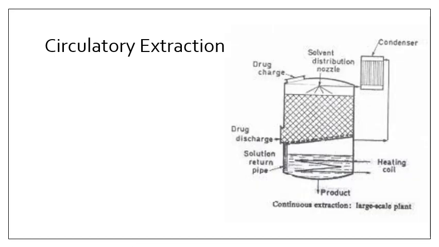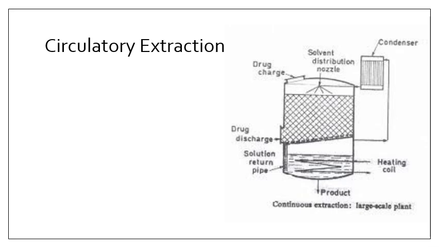In the circulatory extraction process, the heat can also be used. As you see from the top, the solvent is distributed through the nozzle. It is going through the drug, extracting out the active constituents, and it is coming at the bottom. Now at the bottom, there are heating coils which are heating the extract, and the solvent is then evaporating and the drug is collected at the bottom.